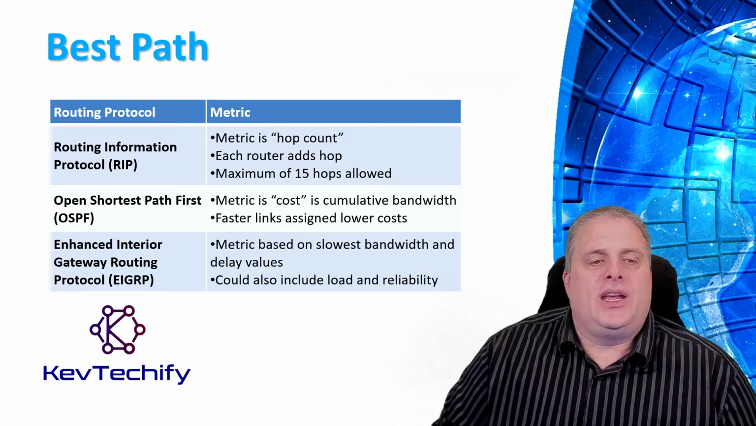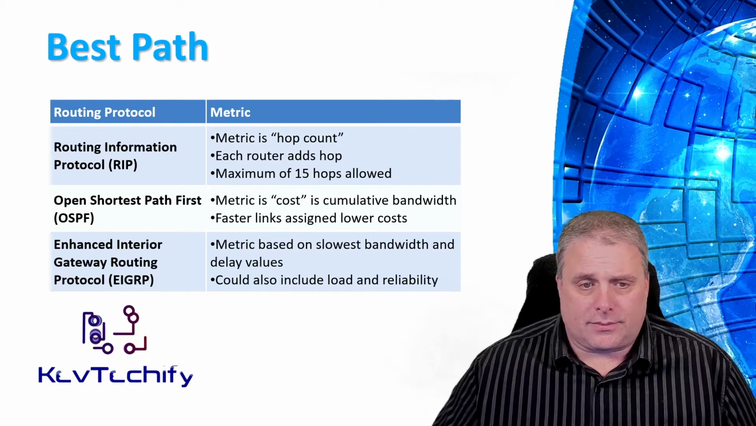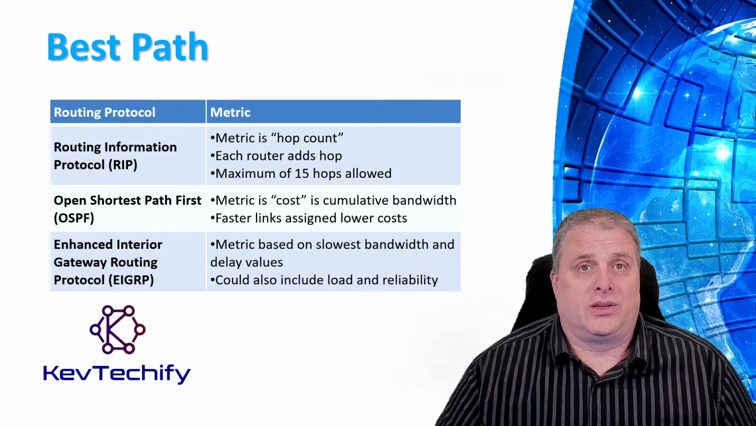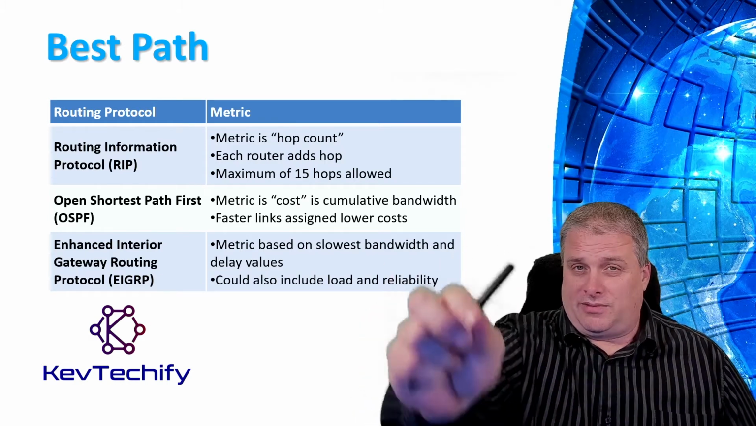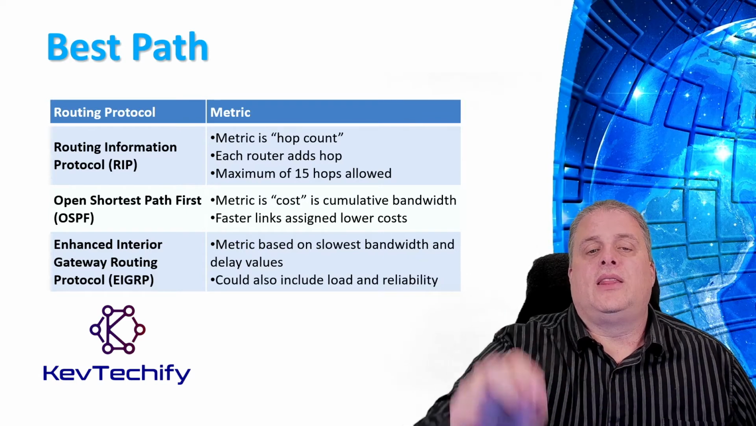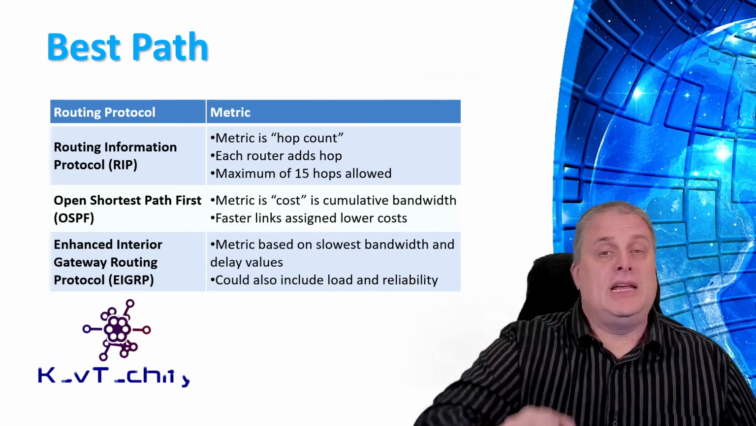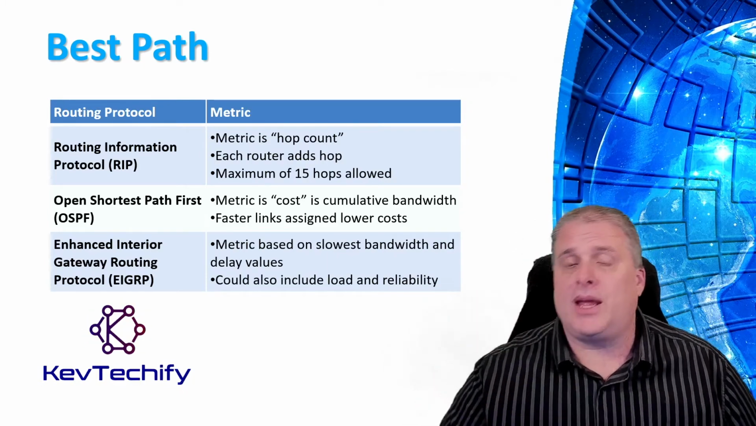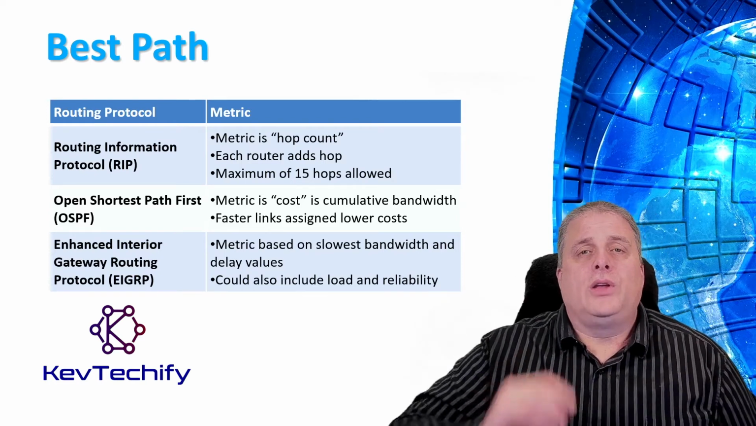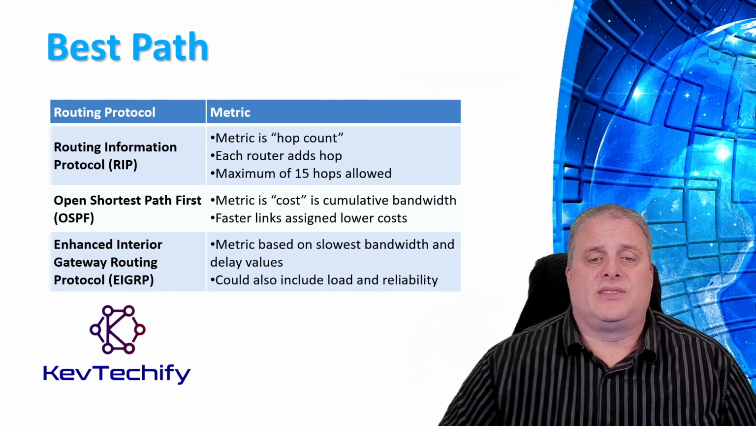And then finally, we have EIGRP, Enhanced Interior Gateway Routing Protocol. This metric is based on slowest bandwidth and delay values. So it looks at the path to the final destination network, and it looks at the slowest bandwidth. So is it just an Ethernet connection with a maximum speed of 10 megs? Is it a Fast Ethernet with 100 megs? Do you have all gig all the way through to your destination? It looks at that and it assigns a value.